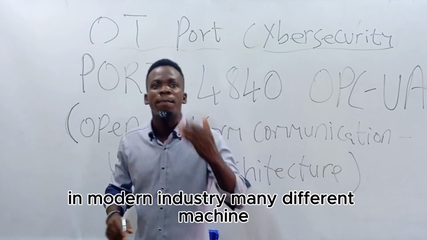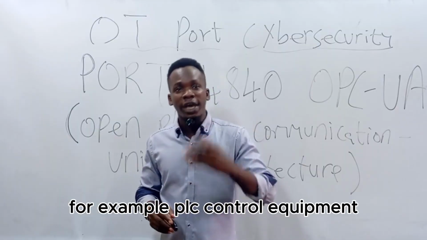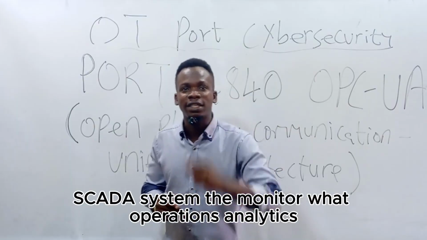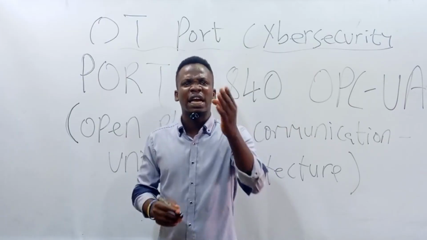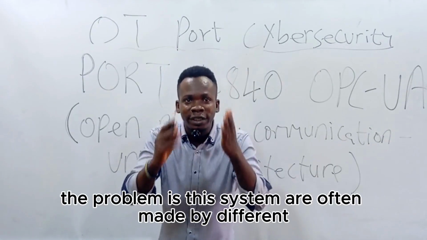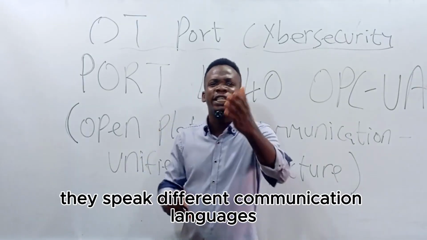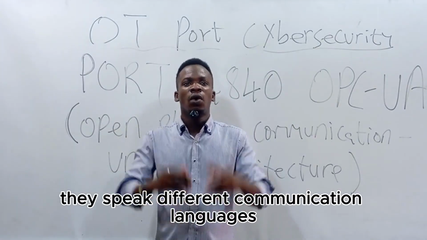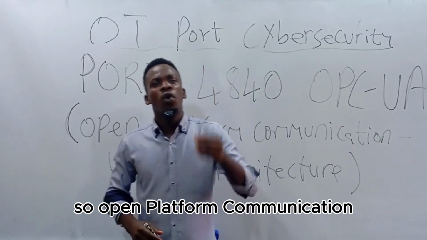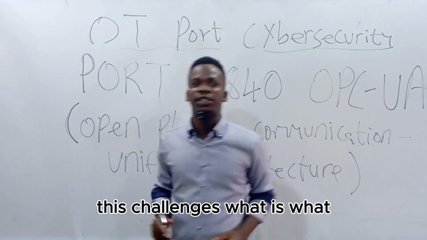In modern industry, many different machines and systems must share information. For example, PLC control equipment, SCADA systems that monitor operations, analytics software that studies production performance, and cloud platforms that store operational data. The problem is these systems are often made by different companies. They speak different communication languages. Other systems were not built with strong security. So Open Platform Communication Unified Architecture was created to solve these challenges.